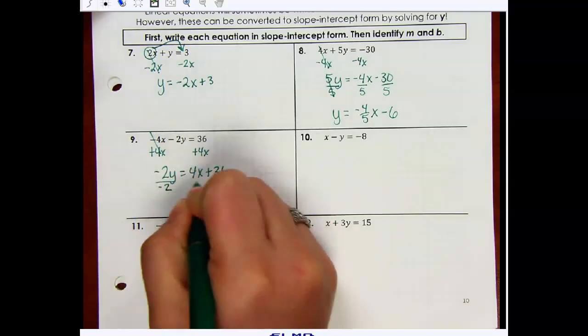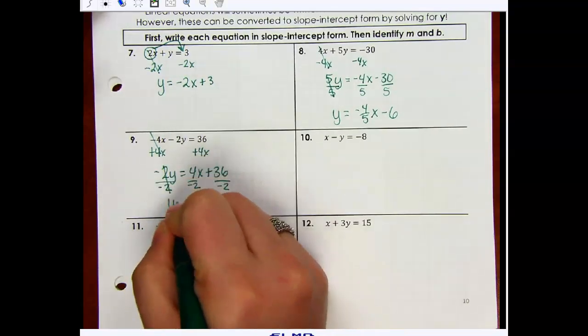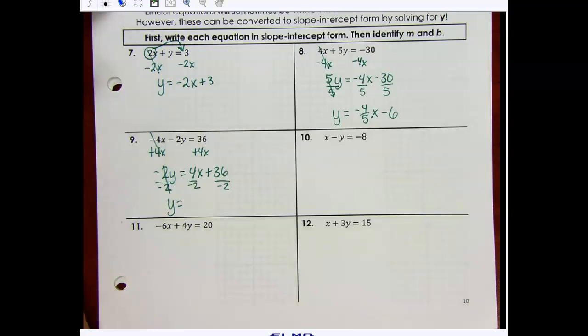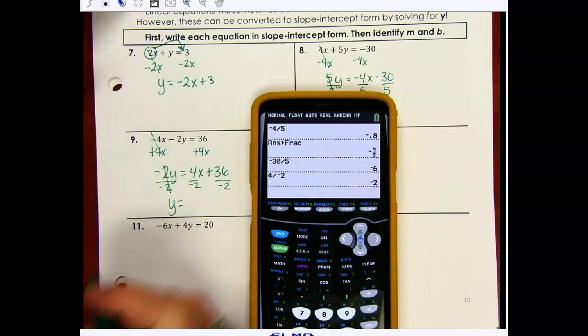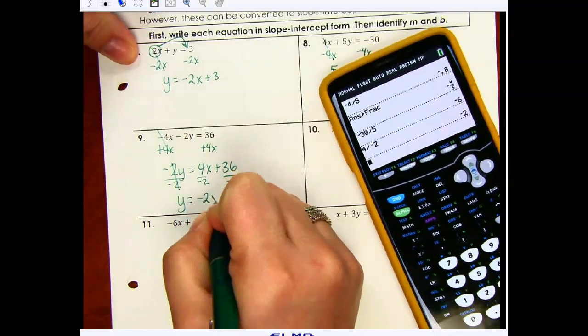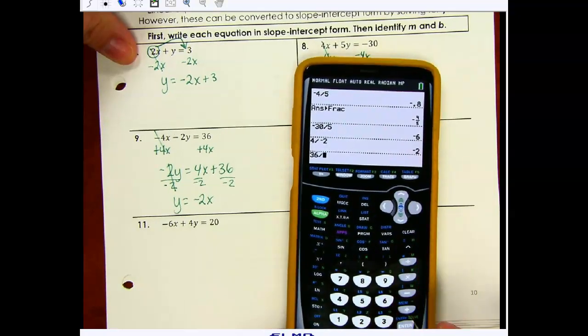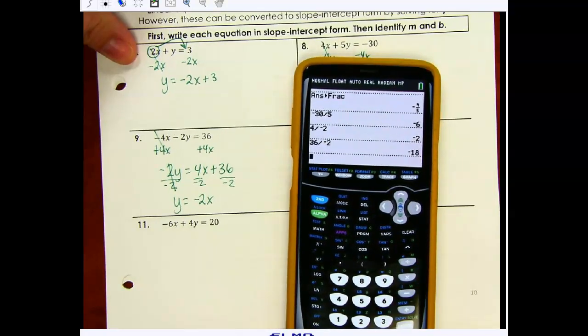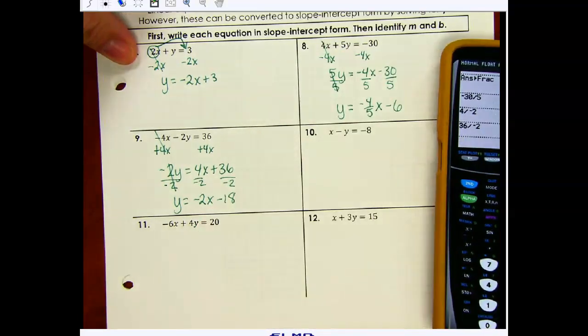And then we're going to divide everybody, all the other numbers, by -2. This way y is by itself, which is exactly how we would have solved any equation. And then we're going to do 4 divided by -2, and that's -2, so we're going to have -2 for our slope in front of x, and then we're going to do 36 divided by -2, which means our y-intercept is -18. It's the same steps every time.